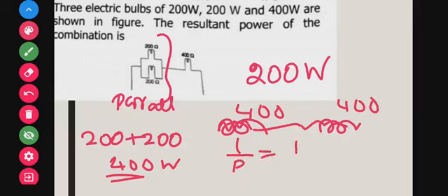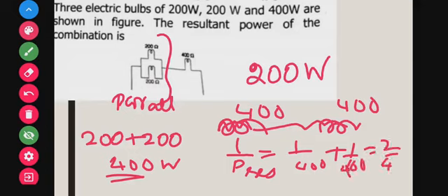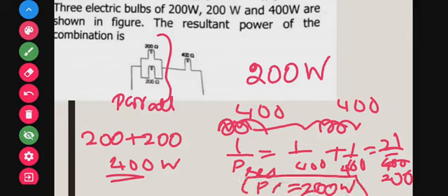So the resultant power is equal to 1 by 400 plus 1 by 400, which is equal to 2 by 400, which is nothing but 200. So your resultant power is equal to 200 watt. Okay, so 200 watt, that's it. The resultant power is 200 watt. Fine, and next we will move on to our next question.